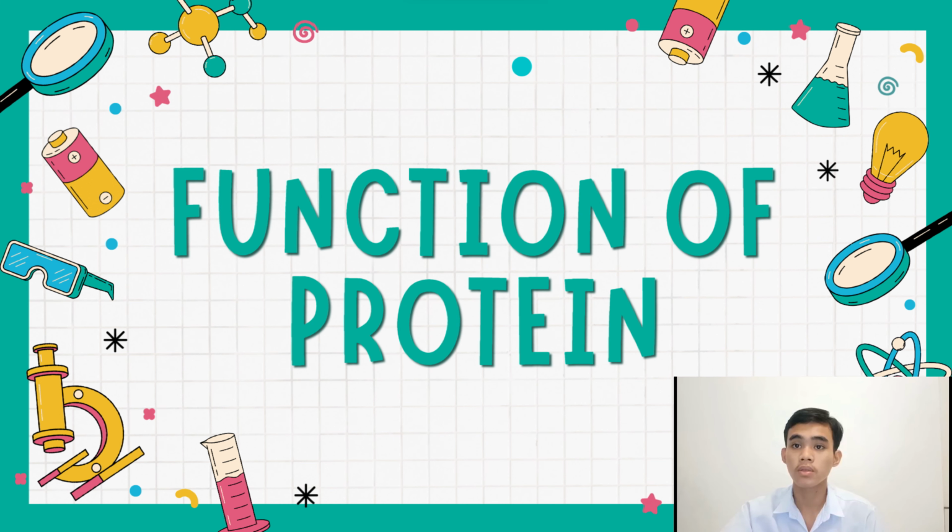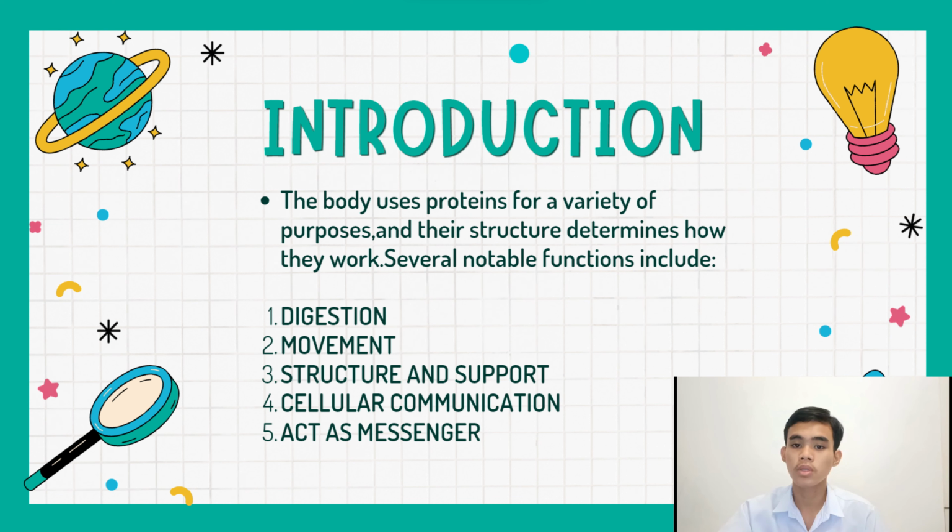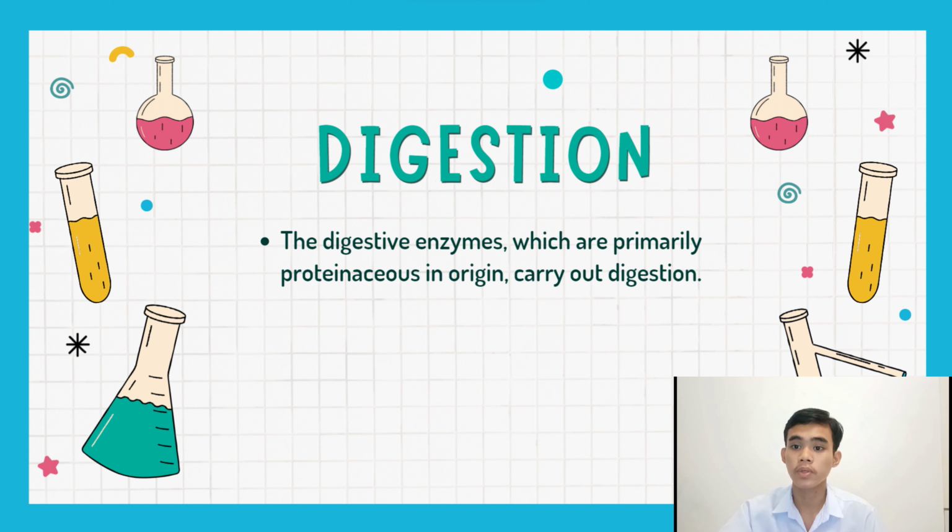And now let's talk about the functions of proteins. The body uses proteins for a variety of purposes, and their structure determines how they work. Several notable functions include: number 1, digestion. The digestive enzymes, which are primarily proteinaceous in origin, carry out digestion. Proteins play an important role in digestion by using digestive enzymes such as pepsin, trypsin, and chymotrypsin. These are proteins that are responsible for the breakdown of dietary proteins into amino acids, and amino acids are essential for the repair and improving of muscle strength.